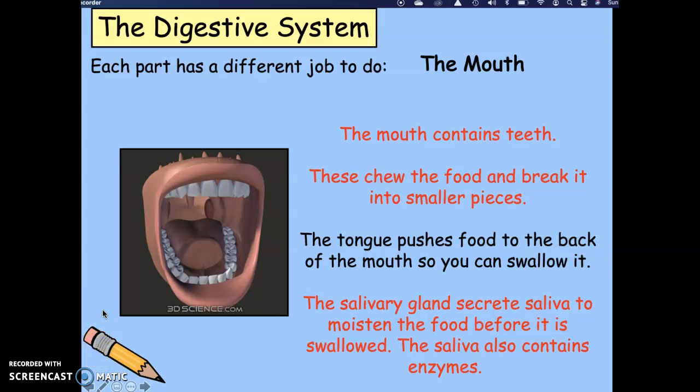So what I suggest you do now is you pause the video just so you can give yourself some time to write down the notes that are written in red.